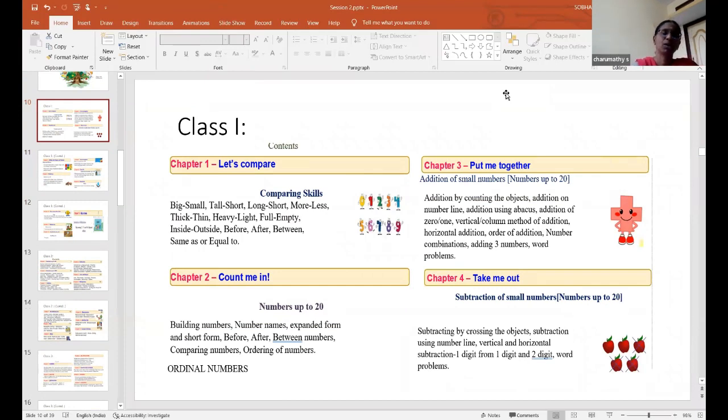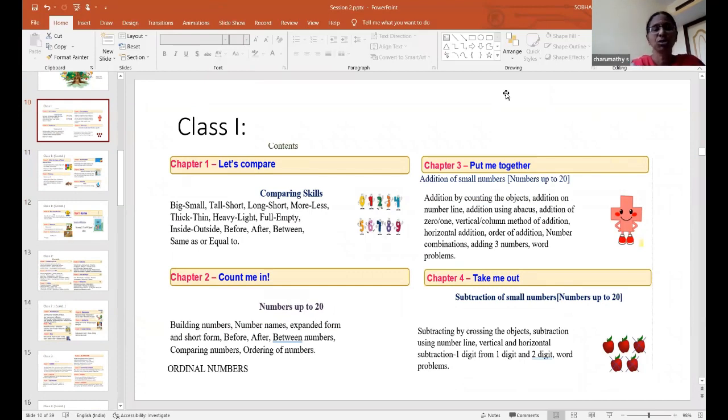And of course we have also introduced ordinal numbers. Here all these subtopics, number names, expanded form, standard form, before, after, between, everything will be done only up to 20, not more than 20.